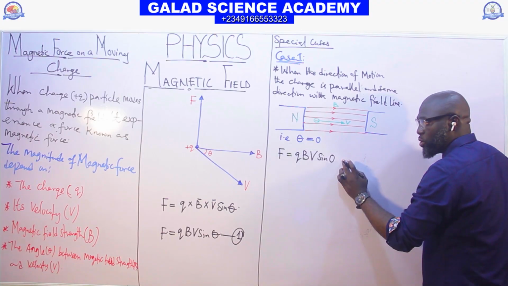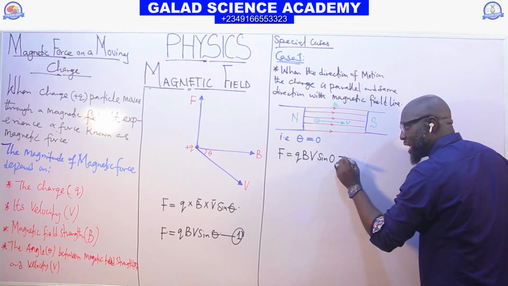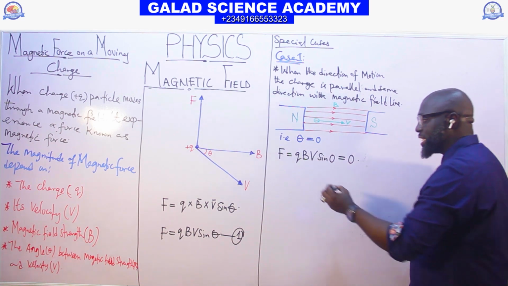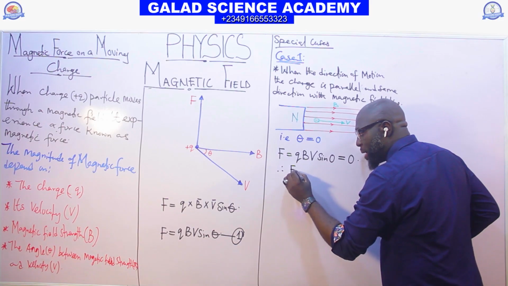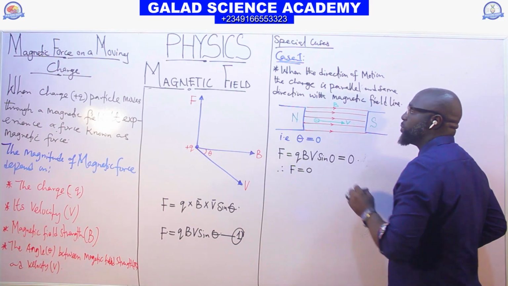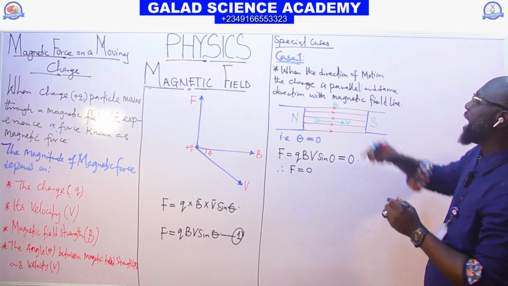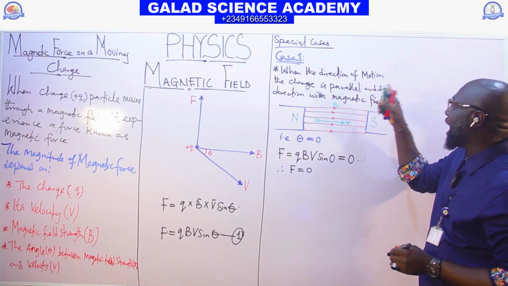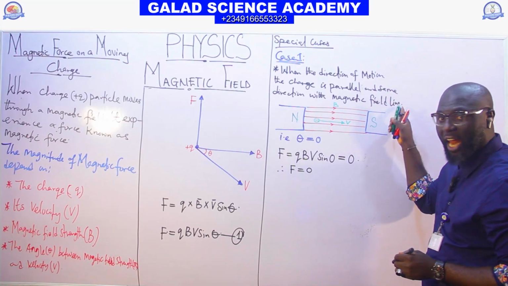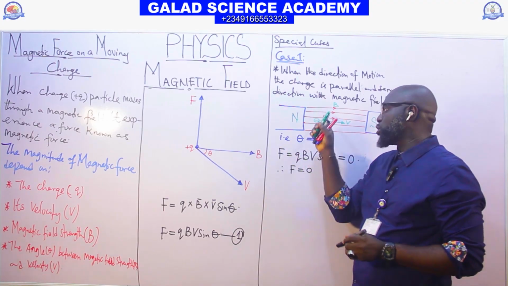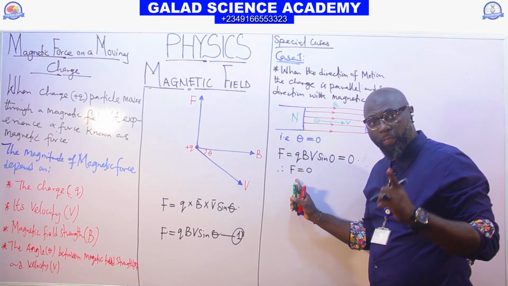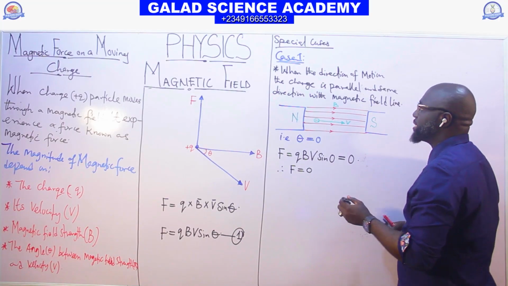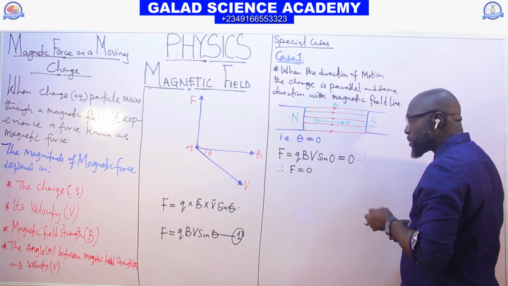Theta is 0. So if you put it there, the final answer here will be 0. That is, the magnetic force is equal to 0. Whenever the direction of motion of the charge is parallel and in the same direction as the magnetic field line, the magnetic force will be 0. Please note it. The second case is this, case 2.